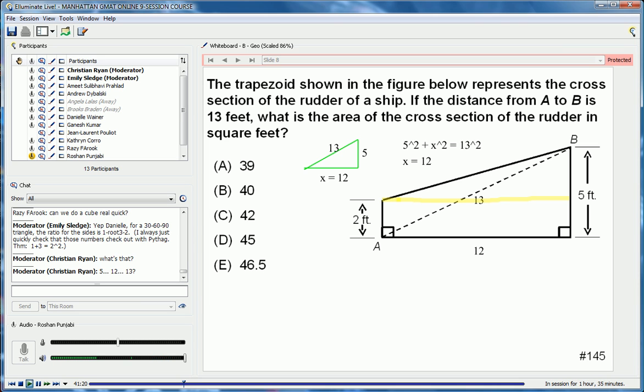Well, once you cut it over there, you have a 2 by 12 rectangle, and then you have the other side, which is 5 minus 2, a 3 by 12 triangle, which you can just do the math from there. 5 times 12 is 60, 6 divided by 2 is a 3 by 12 divided by 2 is 18, and then you have an 18 plus a 24, and you got a 42 right there.